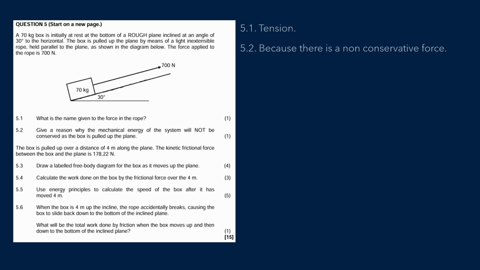The box is pulled up over a distance of 4 meters along the plane. The kinetic frictional force between the box and the plane is 178.22 newtons. 5.3. Draw a labeled free body diagram for the box as it moves up the plane. And the free body diagram is as shown here. I prefer to draw the free body diagram with components. As you can see, I like to break down the gravitational force into two components, Fg parallel and Fg perpendicular, as you can see on my diagram. But that's how you draw the free body diagram.